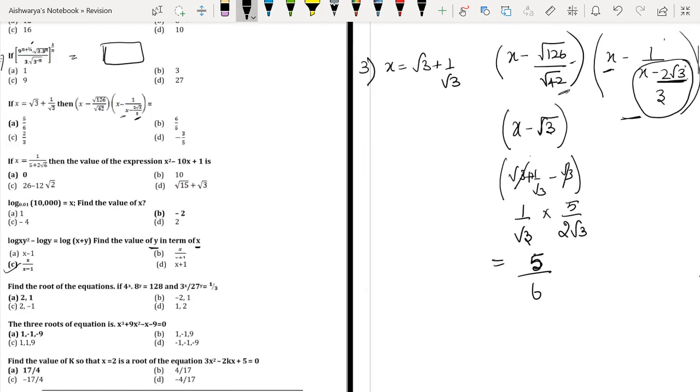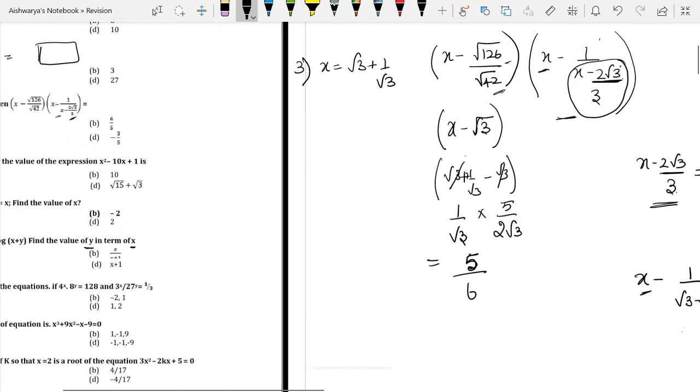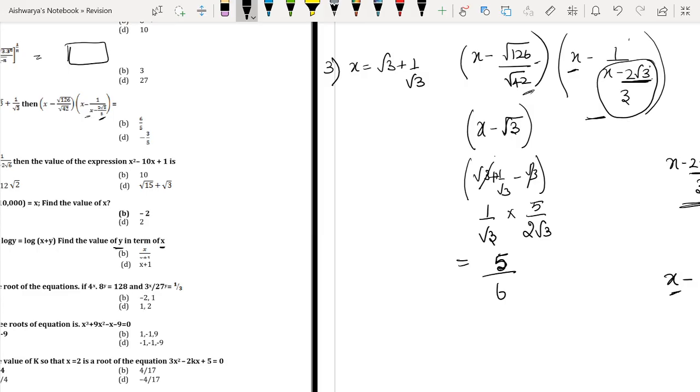Okay, so the answer is also positive 5 by 6 only. So this is the answer. Clear? So here we need to just read it. In the exam, don't worry, the print won't be like this. The print will be very clear. You'll be able to read it well.